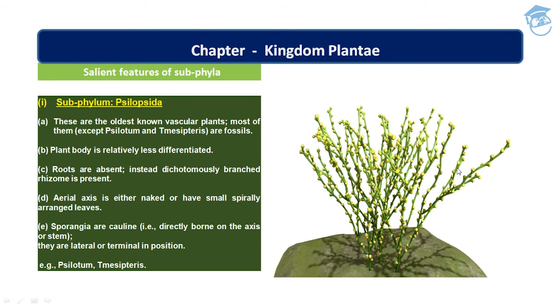See, all these leaves are spirally arranged. Sporangia are cauline, that means directly borne on the axis or stem. Okay, so these yellow ones are the sporangia. They are cauline, directly borne on the axis or stem. They are lateral or terminal in position. And examples of Psilopsida are Psilotum and Tmesipteris. Okay, so these are the two examples of Psilopsida.